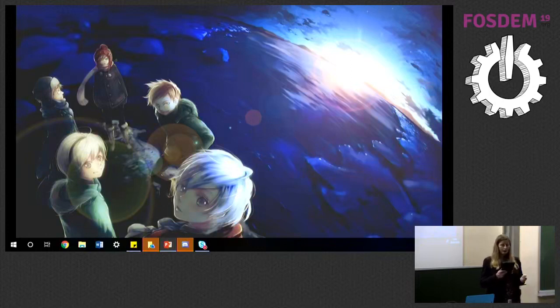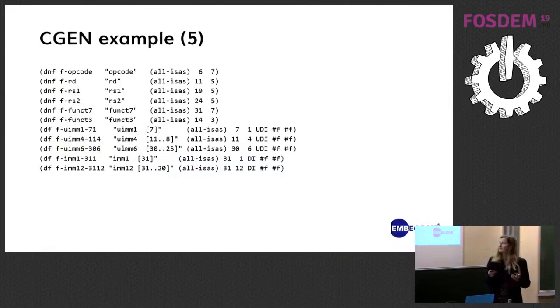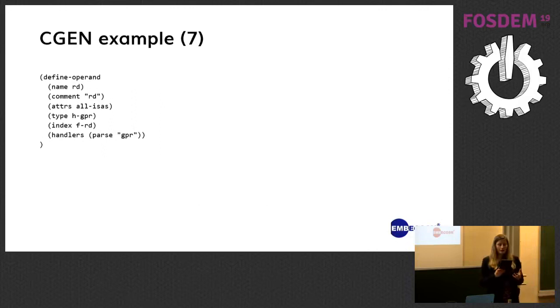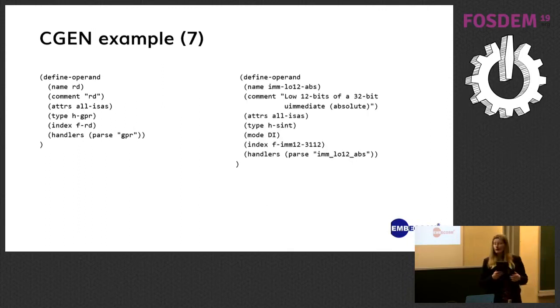DNF and DF are the functions that describe the instruction fields for registers and immediates. Define-multi-ifield defines instruction fields which are made up of unconnected bit fields. Define-operands defines the operands used in the instructions. It requires an instruction field.